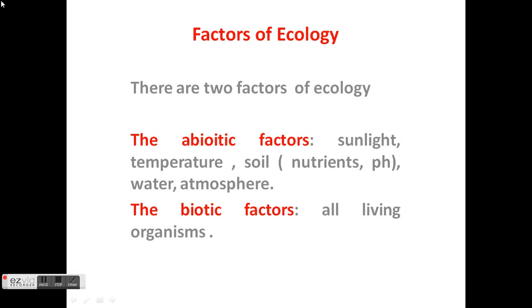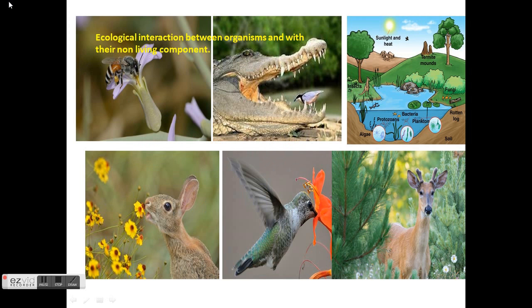There are two factors of ecology. First is the abiotic factors that we already know. We have already studied about these biotic and abiotic factors in our previous lectures. So abiotic factors include sunlight, temperature, soil, water, atmosphere. The biotic factors include all living organisms like plants, animals, birds, microorganisms, etc.